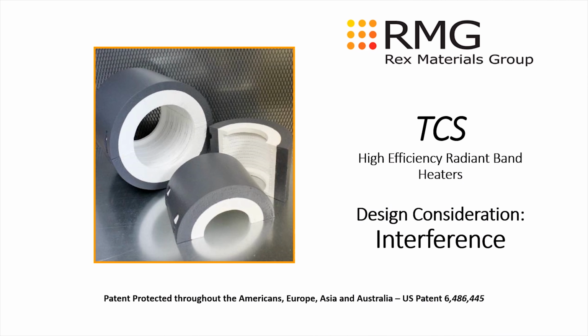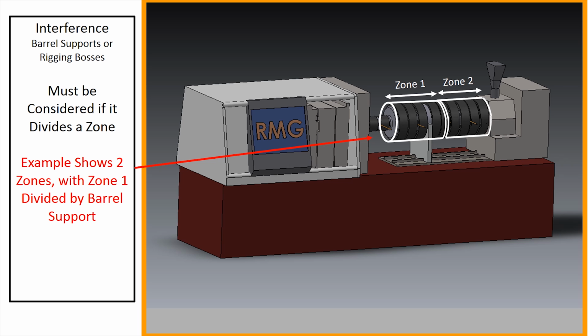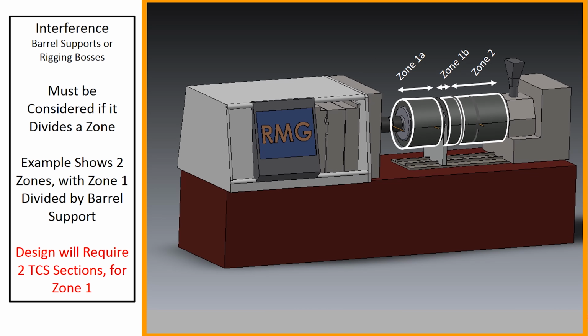A key consideration is associated with interference, or any hardware or structure that limits access to the barrel for installation of TCS. Examples are barrel supports or rigging bosses. The interference must only be considered if it divides a zone. This example shows two zones, with zone 1 divided by the barrel support. As such, the design will require two TCS sections for zone 1, labeled here zone 1A and 1B.